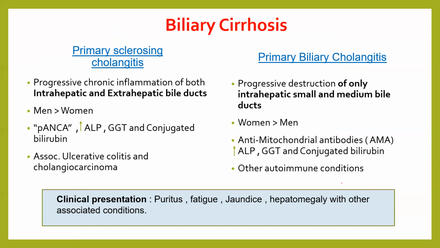Moving on to biliary cirrhosis. Biliary cirrhosis is one of the biliary causes of liver pathologies. And there are several different types of reasons of obstruction in the biliary tract that can lead to problems with the liver, but I'd like to focus on primary sclerosing cholangitis and primary biliary cholangitis. When we talk about PSC, it's a progressive chronic inflammation of both intrahepatic and extrahepatic bile ducts, whereas primary biliary cholangitis is a progressive destruction of only intrahepatic small and medium bile ducts.